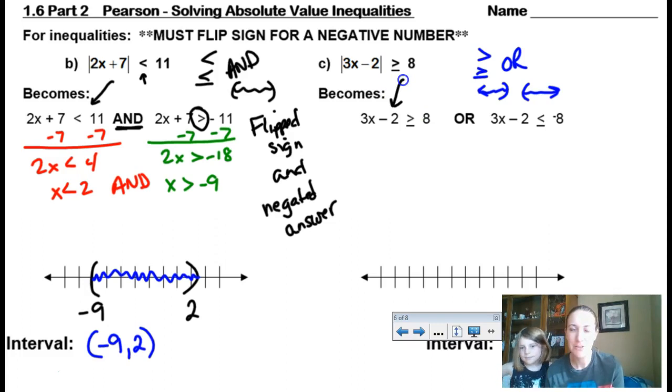All right, so the second one, they already set it up for me because it was already isolated. So the first setup is just to take the bars off. And then the second setup, they flipped the sign around, but they also negated the answer. So now all I have to do is solve.